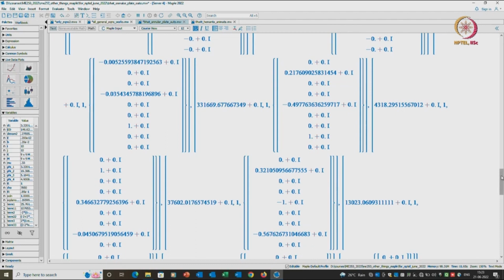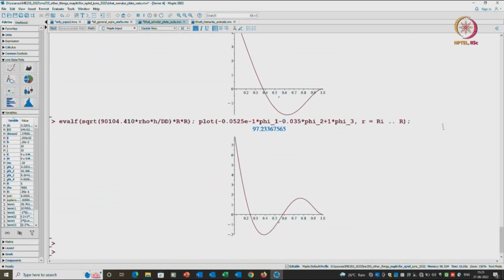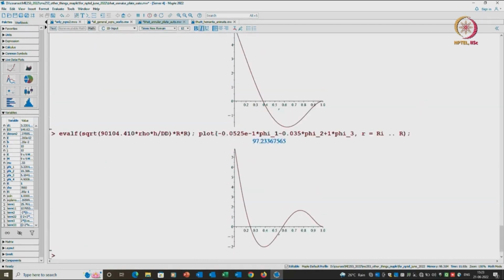So if we do that calculation here, this is what we get. The non-dimensional number is 97.233. I told you it is very high, it should be around 80, but I have taken only till phi 3, so the result will be inaccurate and over computed.